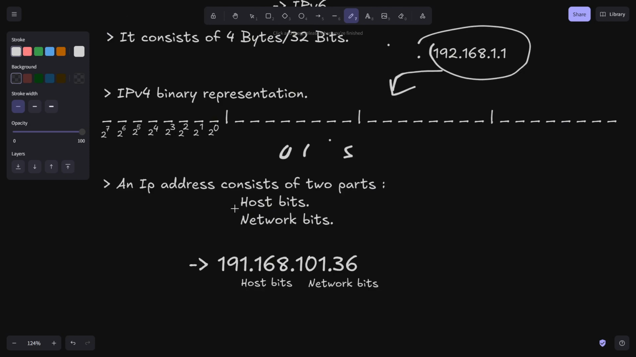Another thing, an IP address consists of two parts, and those are host bits and network bits. You may wonder why these two parts are required. With the host bits alone we can easily communicate with the device, right? But this will be cleared up in the subnet part.